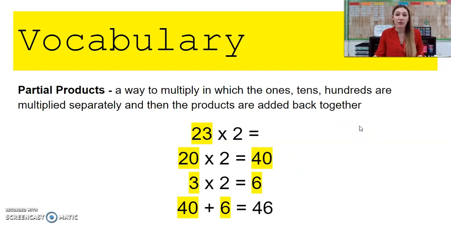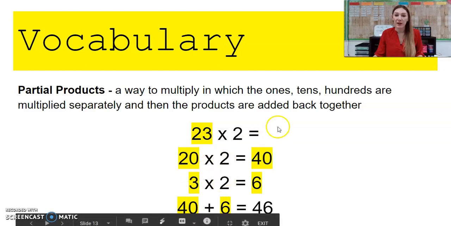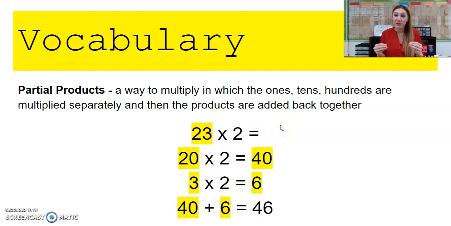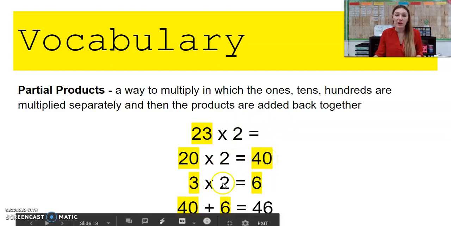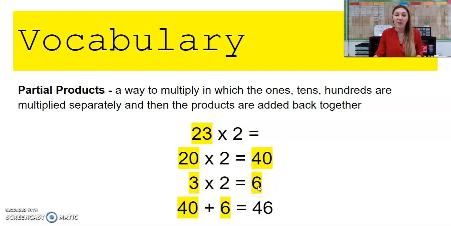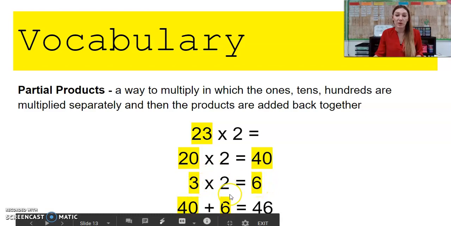Partial products is a way to multiply in which the ones, tens, hundreds are multiplied separately, and then the products are added back together. So for example, I'm going to take apart this 23, and I'm going to multiply the 20 times 2 and the 3 times 2. So I'm breaking that 23 into expanded form and then multiplying each of those partials by the other factor. So 20 times 2 would give me a partial product of 40. 3 times 2 would give me a partial product of 6. Then I'm going to add those partial products together. 40 plus 6 equals 46.